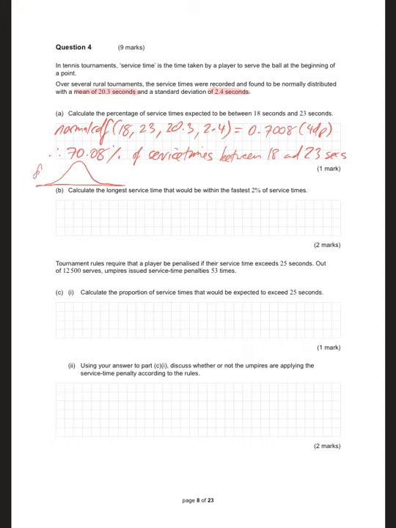So fast serves are here, slow serves are here.